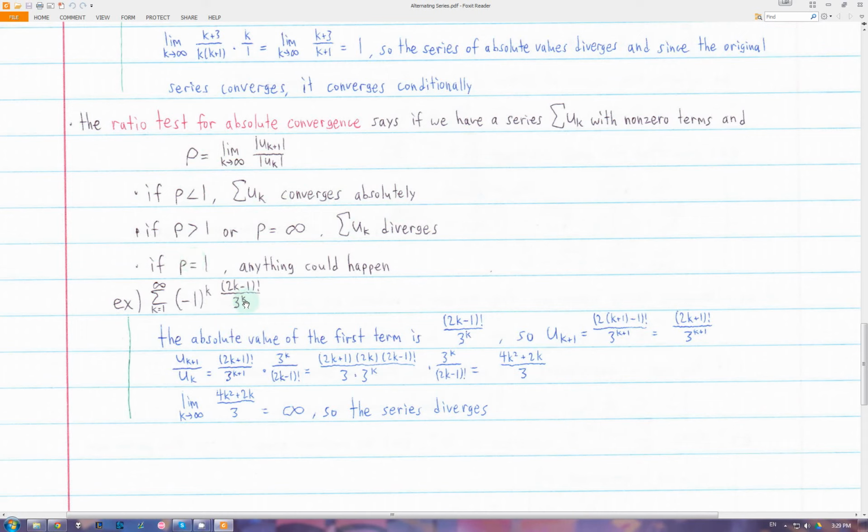So here we have an alternating series, and taking the absolute value of the general term, and then taking the next term, u of k plus 1, we find the ratio of these two. And then taking the limit of that ratio, it turns out to be infinity. So this alternating series diverges by the ratio test for absolute convergence.